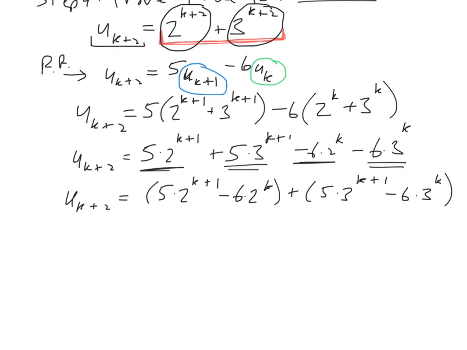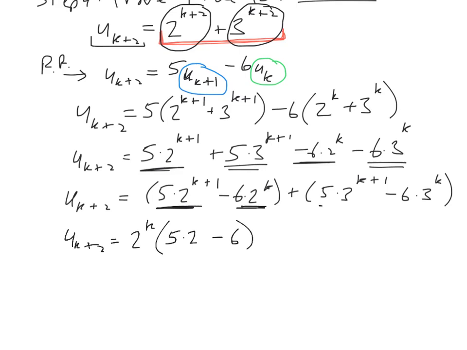My next thought is, okay, can I factor these? Is there any common factor between this and this? Well, yeah, both of those things have a factor of 2 to the k. So if I factor out that 2 to the k, what I'm left with in this first term is 5 and a single one of those 2's. And what I have left from this other term is minus 6. Okay, cool. We're good with that.